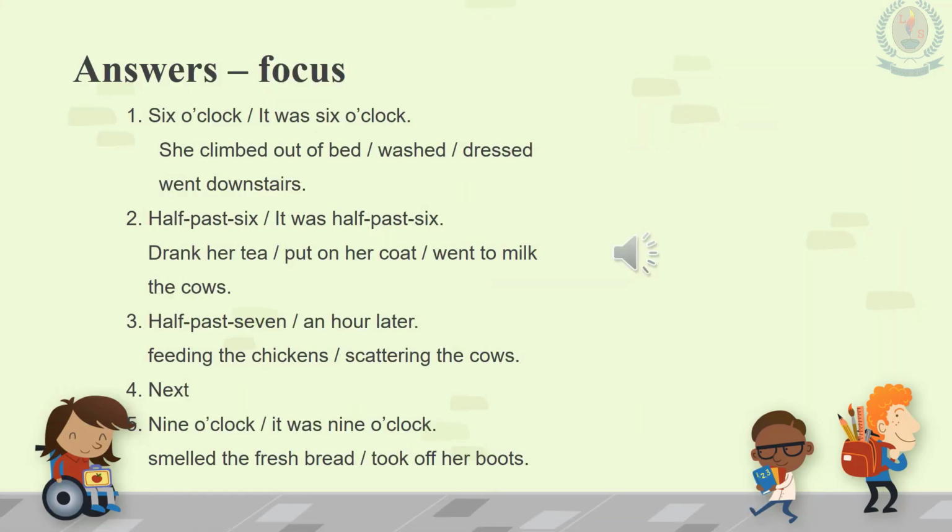Here you have the answers. Now you can write your answers and check with the answers given here. You have answers for focus. So read the paragraph well and write the answers and check.